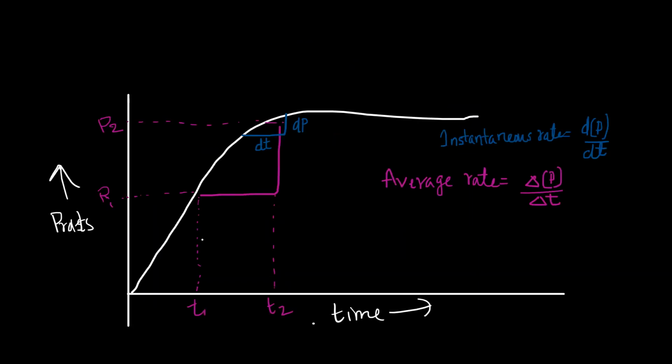This is the same thing, but the difference is that here, instead of reactants, we took products on the y-axis. So the graph will be the opposite of the other one. The other graph is decreasing, and here it is increasing. Here also we can use the same approach. We can calculate the average rate as product P2 minus P1 divided by T2 minus T1. For a small time interval, we can find the instantaneous rate.